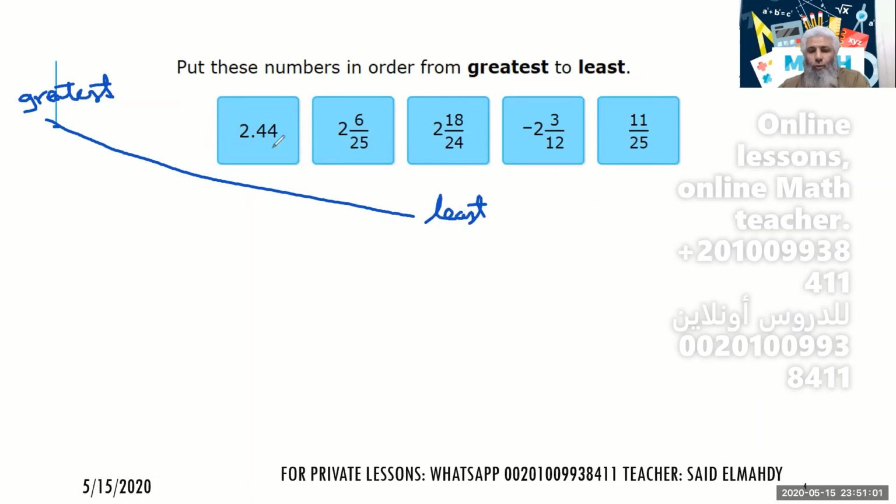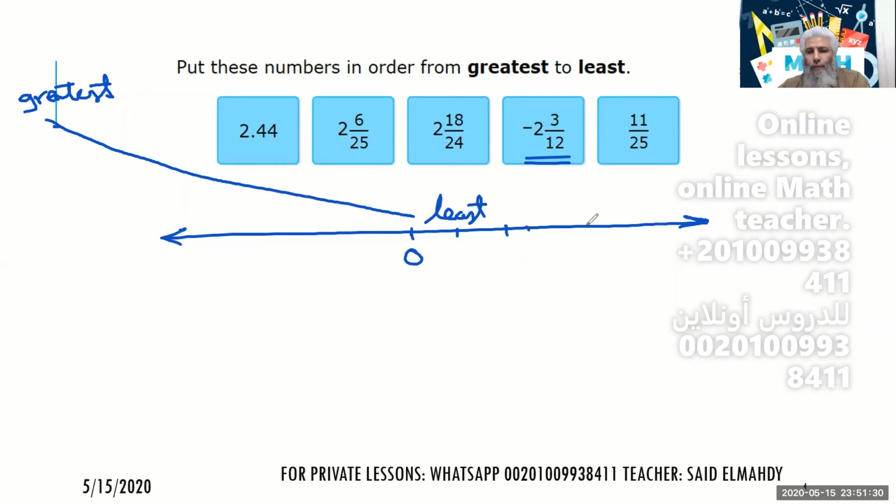Now, this is 2.44, 2 and 6 over 25. This is a decimal number, this is a fraction number. 2 and 18 over 24. Negative 2 and 3 over 12. And 2 and 11 over 25. I can see that the least number is the negative number, because this is our number line, and we have here 0.